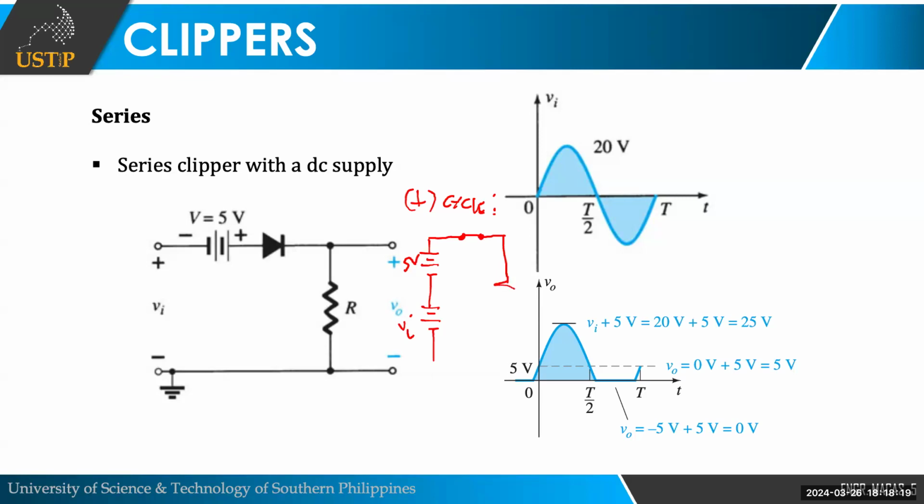Okay, and then you have here the resistor. So as you can see, your voltage output, dili na lang siya dependent sa imong input, but it's also dependent sa imong 5 volts, because now your voltage in output will be the sum of your input and your 5 volts. So during positive cycle, VO is always gonna be 5 volts plus your V input, right?